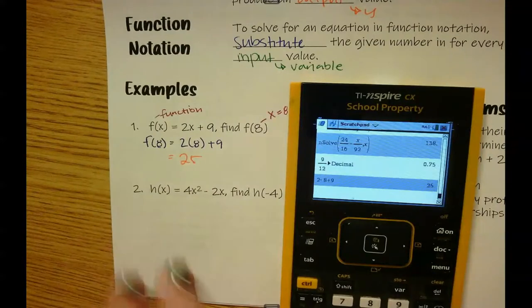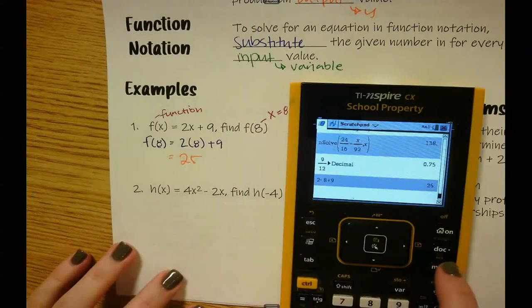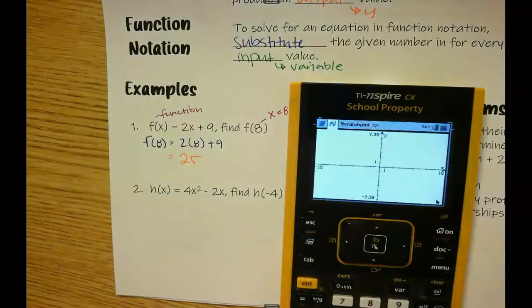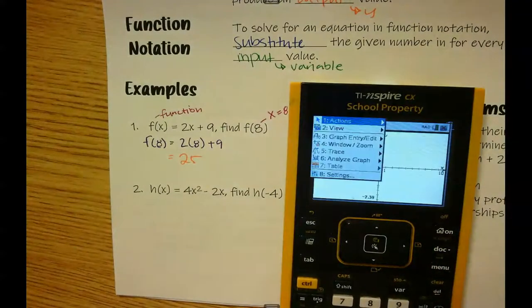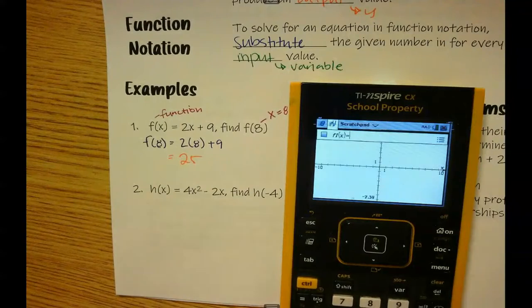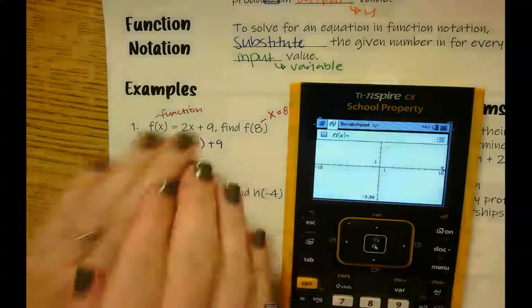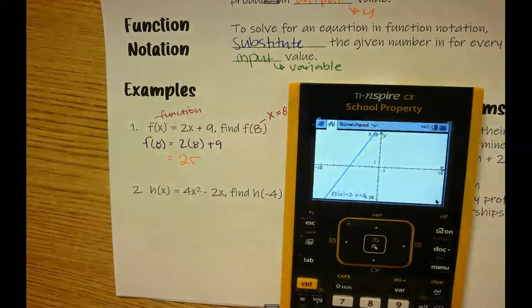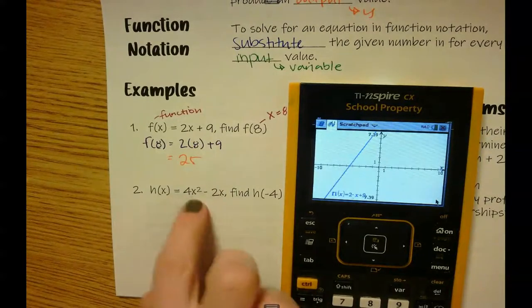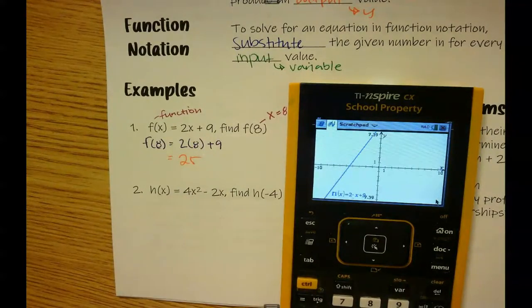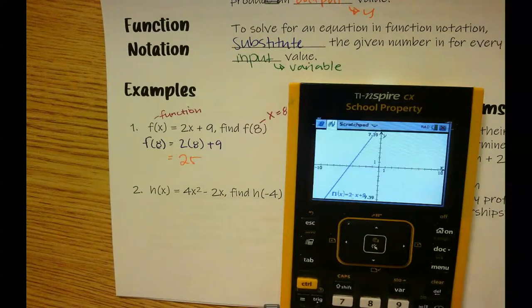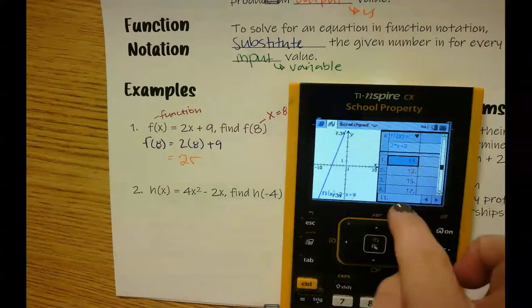The second way of doing it is going to home and going to the graph. And then pressing menu 3, 1. And then right here, I'm going to type in my original problem, 2x plus 9, and hit enter. And what that's going to do is it's going to graph my equation that's given. And then I press menu 7, 1, going to the table, and it's going to bring up my table.